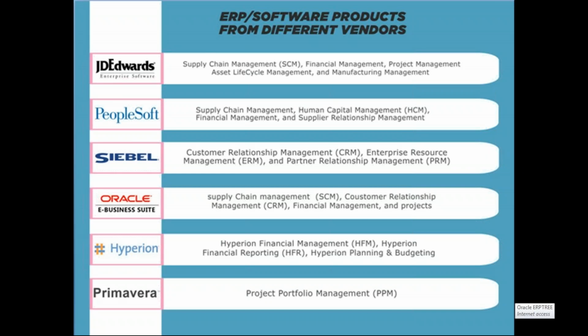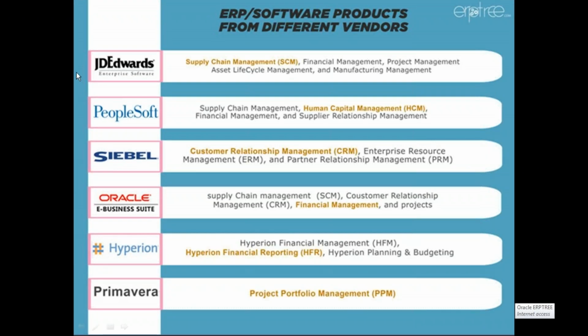Now, if any company is going to choose... Okay, or else before that, the same I highlighted here. Say from JD Edwards, supply chain management is very famous. From PeopleSoft, human capital management is very famous. From Siebel, CRM solution is very famous. From EBS, financial management. From Hyperion, financial reporting. And Primavera, portfolio management, PPM, is very famous.